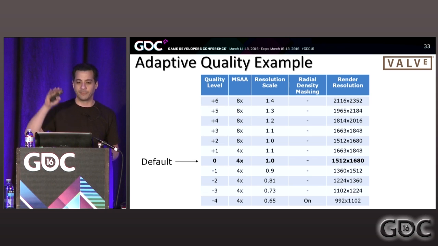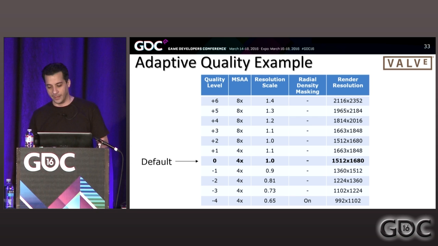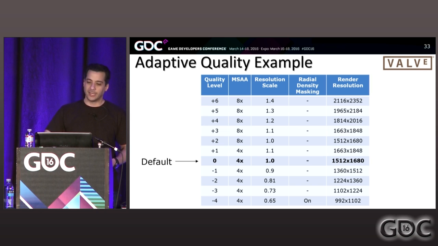Here's an example of an adaptive quality scale. It's a discrete scale. It's not continuous, although that's the next step, obviously, is to investigate doing a continuous scale. But a discrete scale, we have a default level 0, 4x MSAA at a resolution scale of 1, and that will basically use the recommended render target scale from the API, which is 1512 by 1680, currently on the Vive. And as we scale up, we'll scale up the rendering resolution all the way up to 1.4x in each dimension, and we'll also increase MSAA to 8x.